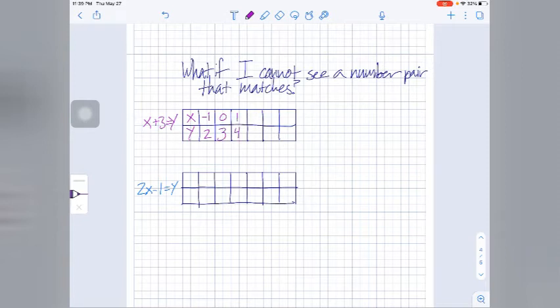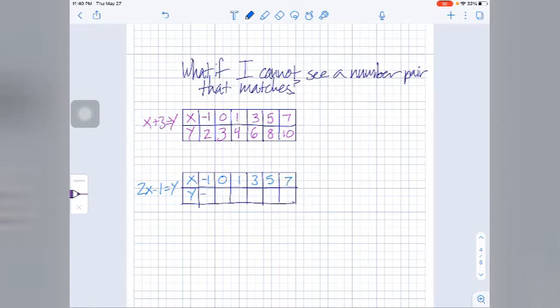When x is 3, y is 6. When x is 5, y is 8. And when x is 7, y is 10. And then when I do the other one, I'm going to put in the same data set, the data for the same values of x. So -1, 0, 1, 3, 5, and 7.